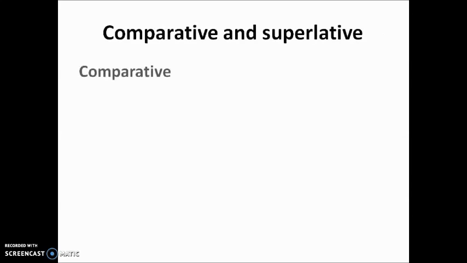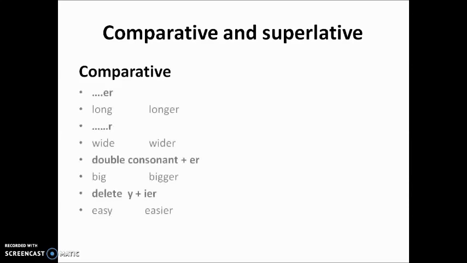Now we want to know the structure of the comparative and the superlative. In the comparative, sometimes we add er, like the adjective long. We added er, it becomes longer. With adjectives that end in e, we add only r. Like the adjective wide, it becomes wider.